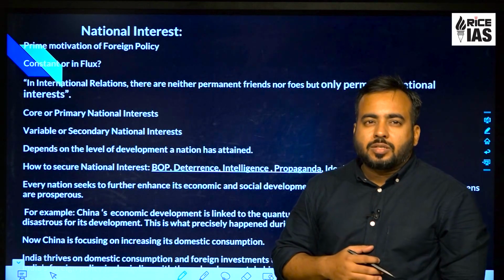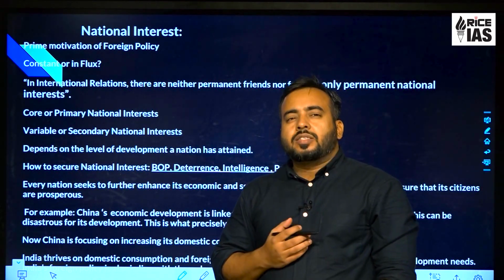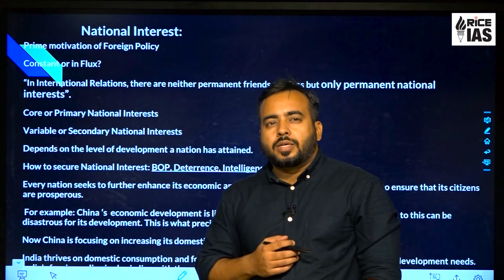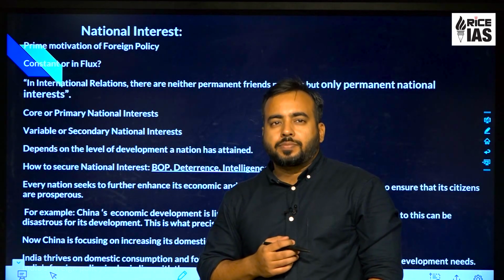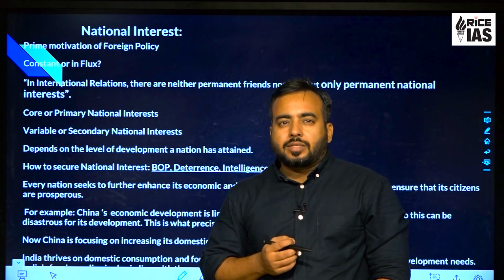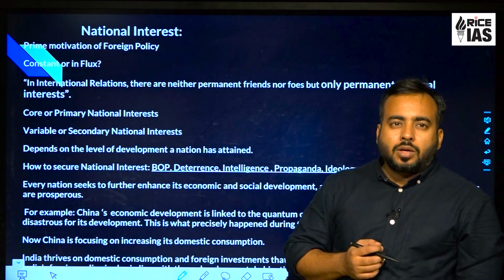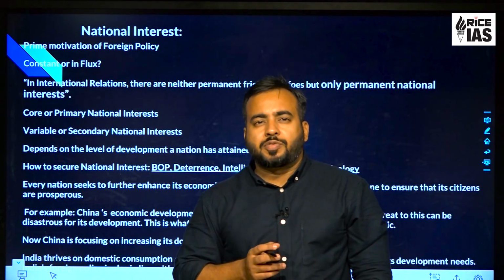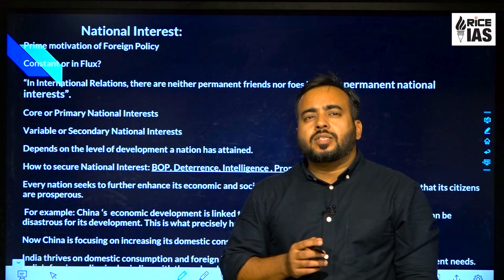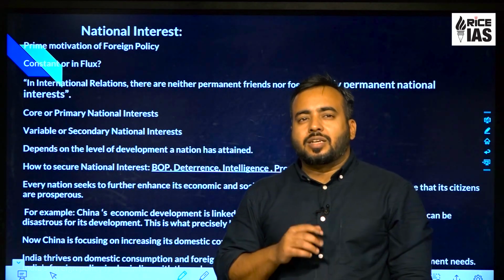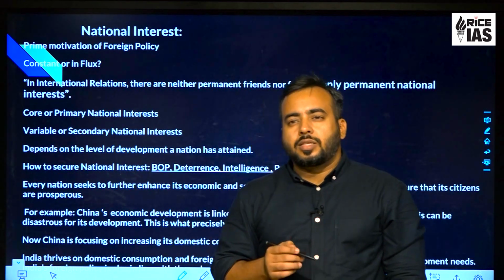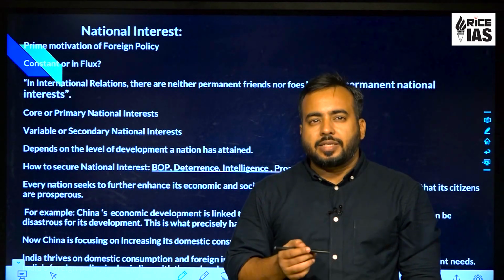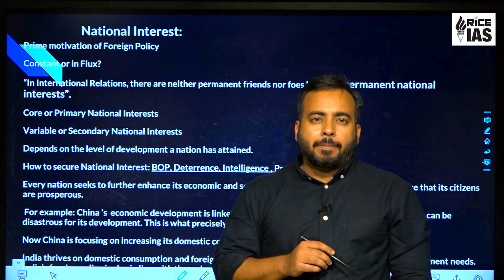What is national interest? National interest can be called the most important factor in determining foreign policy. What exactly is national interest? You can flip the words in the phrase: what is in the interest of the nation is national interest. Whatever is in the interest of India is India's national interest.